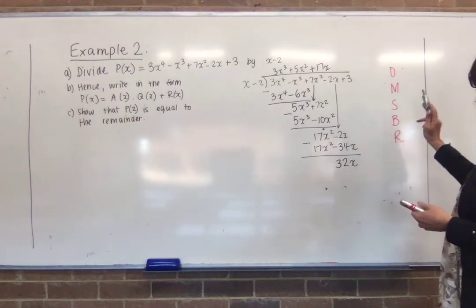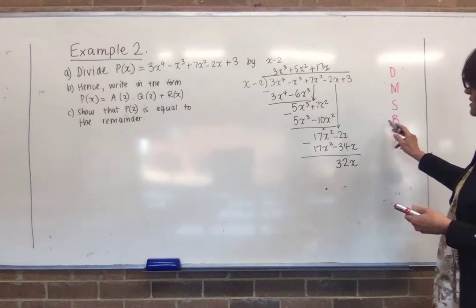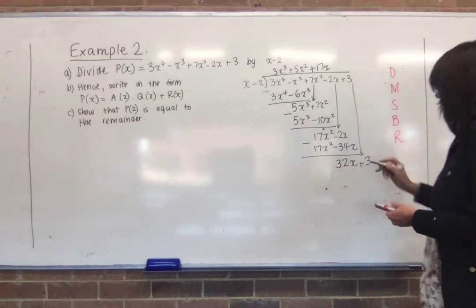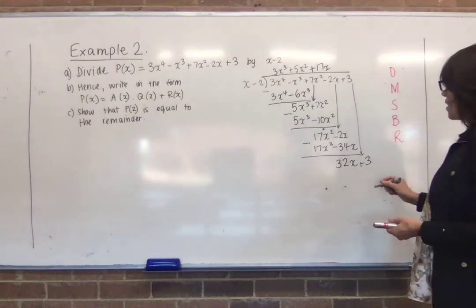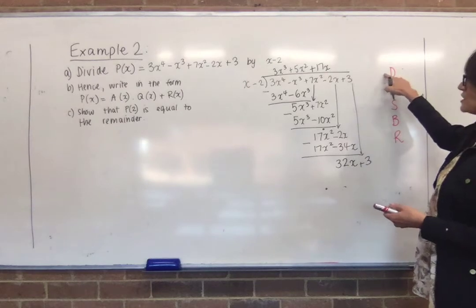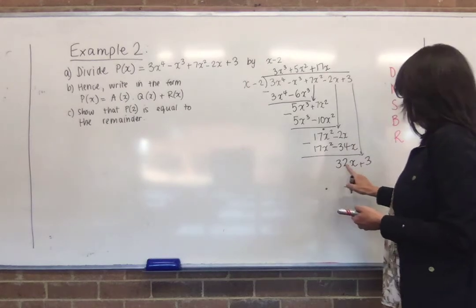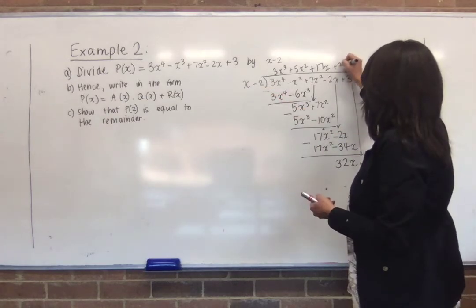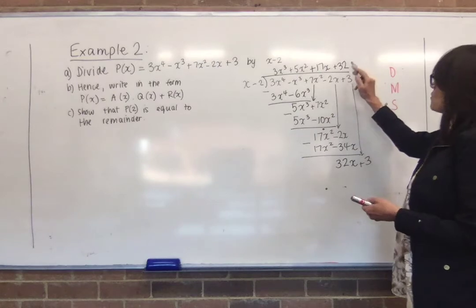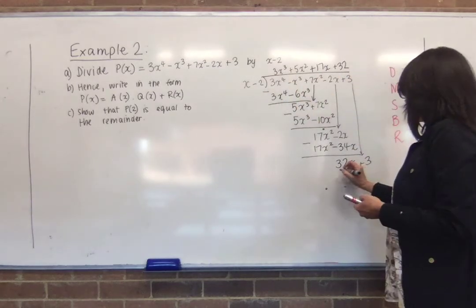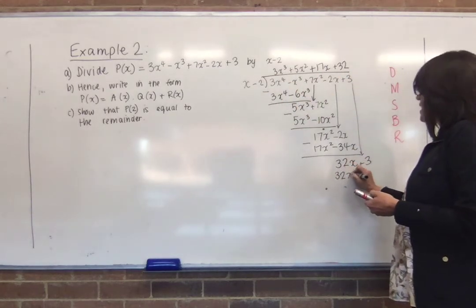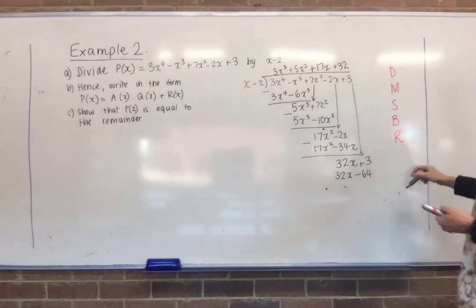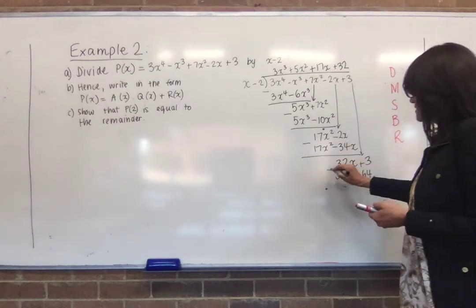So we've subtracted. Now our next step is we're going to bring down this 3 here, so it becomes a plus 3. And then repeat the process. 32x divided by x is 32. Now let's multiply: 32 times x is 32x, and 32 times negative 2 is negative 64. So we've multiplied, now let's subtract.